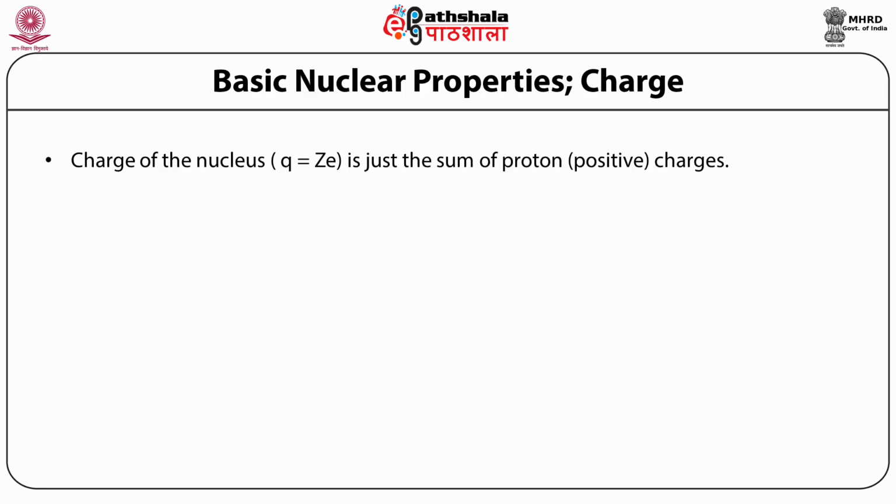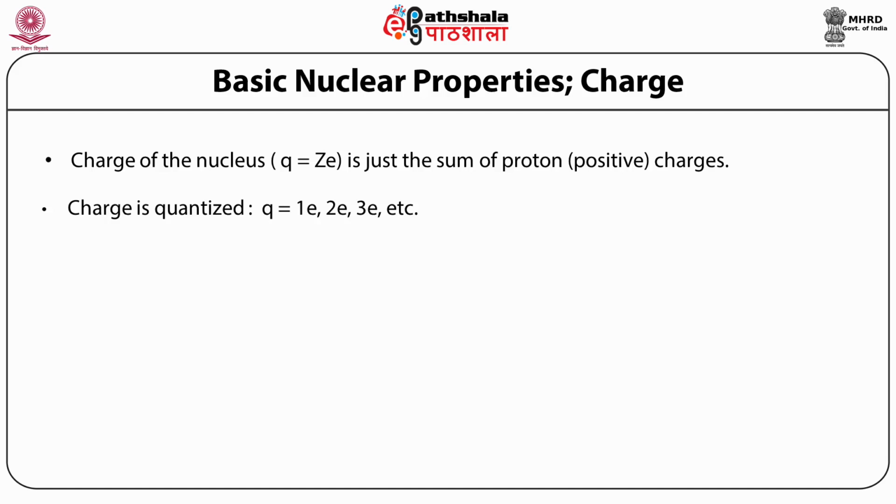The second important property is that charge is quantized. Charge is quantized means the nucleus can have charge only in integral units of the electronic charge. For example, Q can be 1 electron charge, 2 electron charge, 3 electron charge, etc. It means half an electronic charge cannot be given to the nucleus.